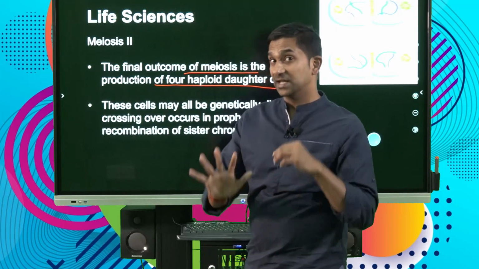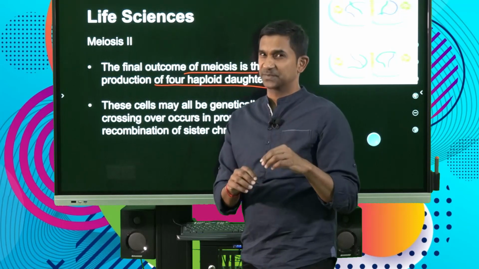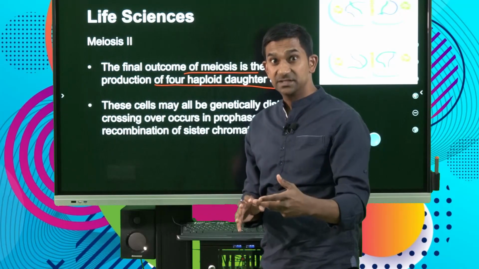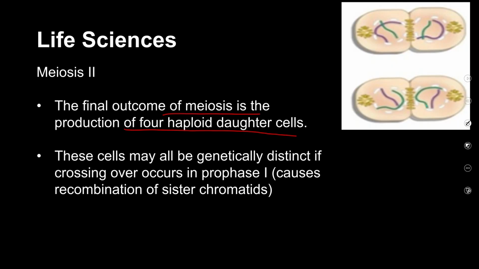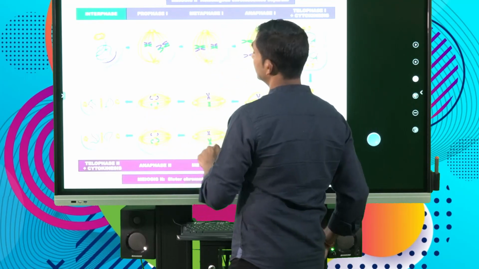And that's because there are multiple gametes being fertilized, and each gamete is unique. And that is a good reminder of why in meiosis many gametes are produced and each gamete is unique. So these cells may be genetically distinct if crossing over occurs in prophase 1, which causes the recombination of sister chromatids. We need to recognize that variation during meiosis takes place in the following phases.